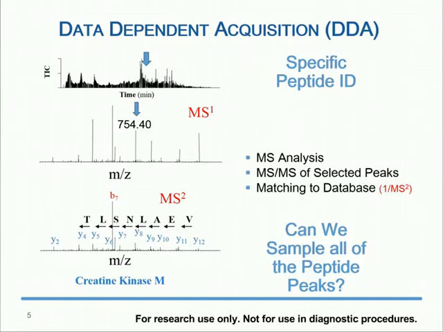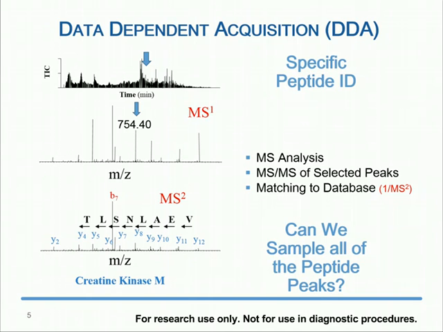So DDA, or data-dependent acquisition, is the traditional method for discovery proteomics, which relies on specific peptide identification. At the top of this workflow, you have the total ion chromatogram, and you can see the signal at any given point for the MS1. The next part of this figure is the example mass spectrum, where we're selecting a peptide at mass to charge 754, sequencing that peptide in tandem mass spectrometry, identifying it as a peptide sequence from creatine kinase M.